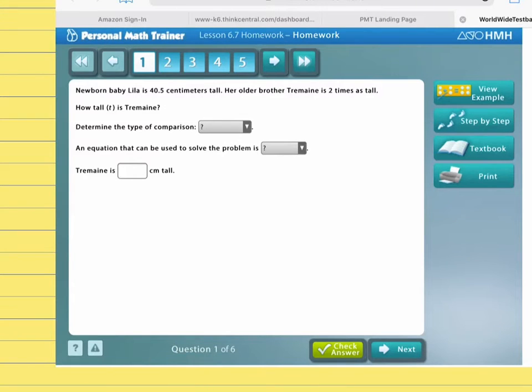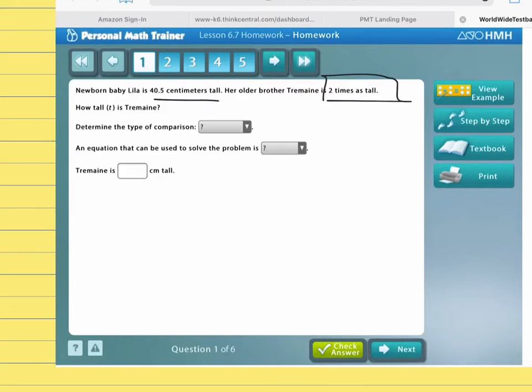So with the other problems, what I'm doing is showing you the problem here. We'll walk through it, unpack it, and then look at the view example from ThinkCentral. So, a newborn baby, Lila, is 40 and 5/10 centimeters tall. Her older brother, Tremaine, is 2 times as tall. So we've got to focus on these things.